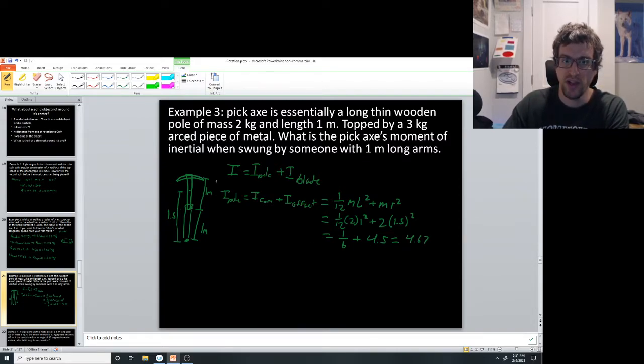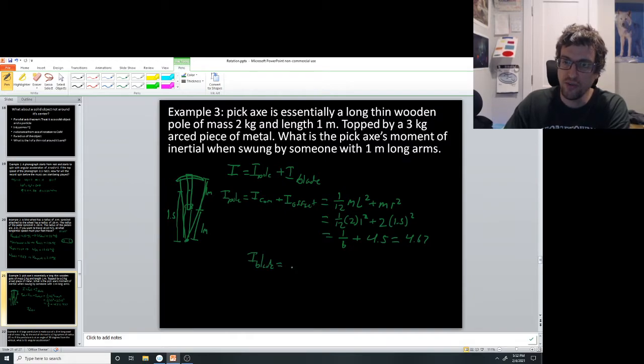Then we have the I of the blade. Now the blade, this is again an approximation here, but all the metal is about the same distance from the center, right? If we draw that line and that line, they're both about 2 meters. And since all of the metal is 2 meters away, when we do that summation, it all has the same R. So this is really for the I of the blade.